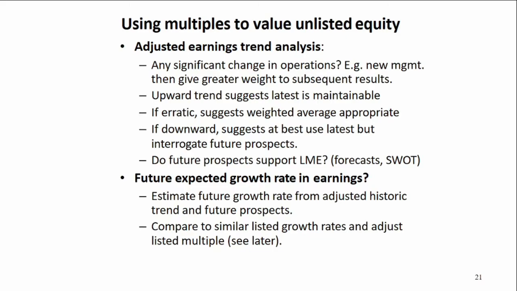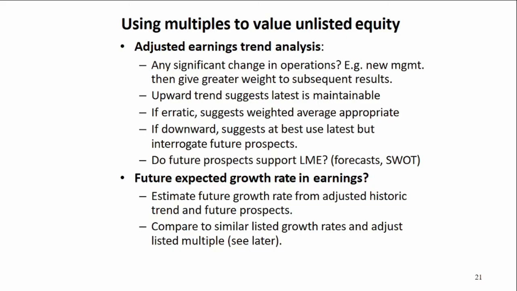If we look at our earnings and it is erratic, 1 year it increases, 1 year it decreases, this suggests that a weighted average of those earnings may be appropriate when calculating our maintainable earnings. If we look at our earnings and we can see that there's a downward trend in earnings, this could suggest at best that our latest could be used, but it is important here to interrogate future prospects.